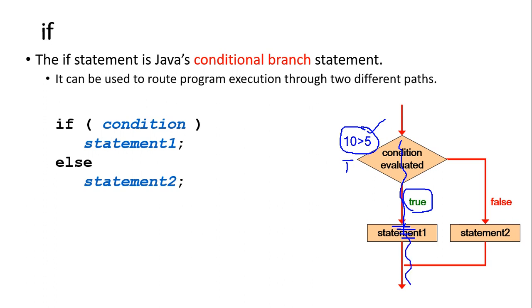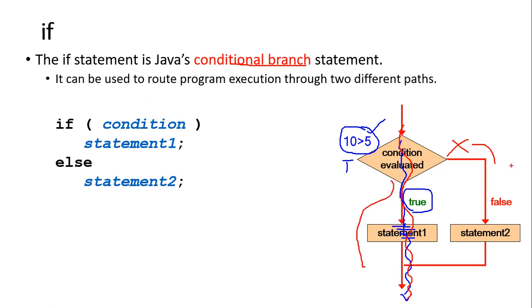The flow will not go along this direction because only one set of statements gets executed. That is why we say it is conditional branching. We have branched our code along this direction. We are not going in the other direction.